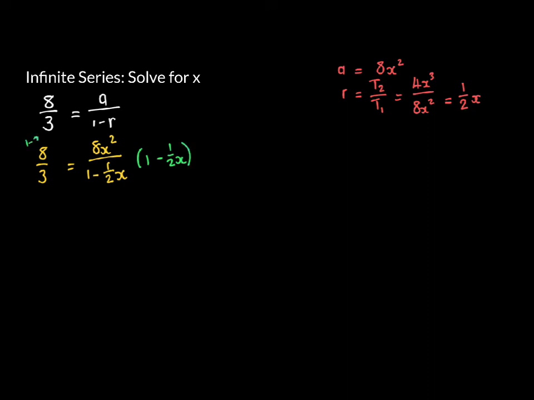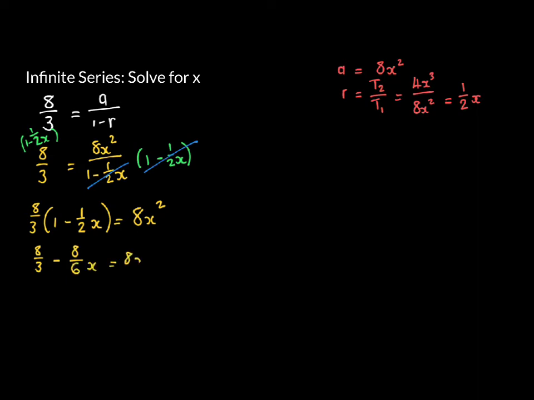So I'm going to do it on this side as well. 1 over 2x. I'm going to divide both of them by that. So what I'm going to get on this side is these two are going to cancel each other out, and I'm going to be left with 8 over 3 multiplied by 1 over a half x is equal to 8x squared. Okay. Let's multiply out here. We're going to distribute on the left. We're going to get 8 over 3 minus 8 over 3 times 2. That's going to give us 6x is equal to 8x squared.